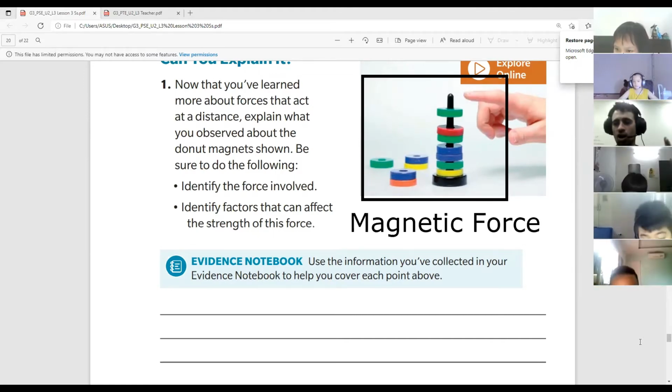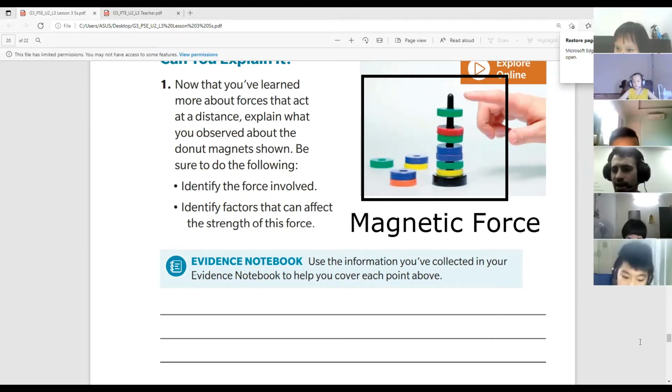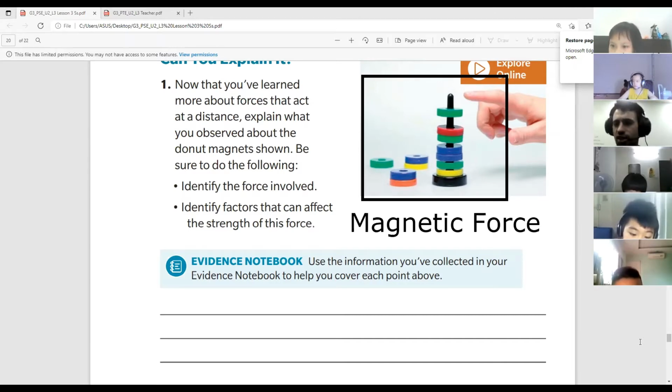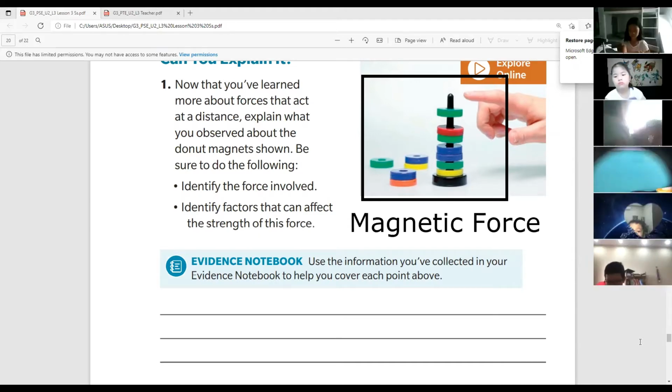So the factors are what can change about the magnetic force? What things can change about the magnetic force? What can make them different? What factors can make them different? What do you think? Okay, well, Taylor, what is one factor that affects the magnetic force?